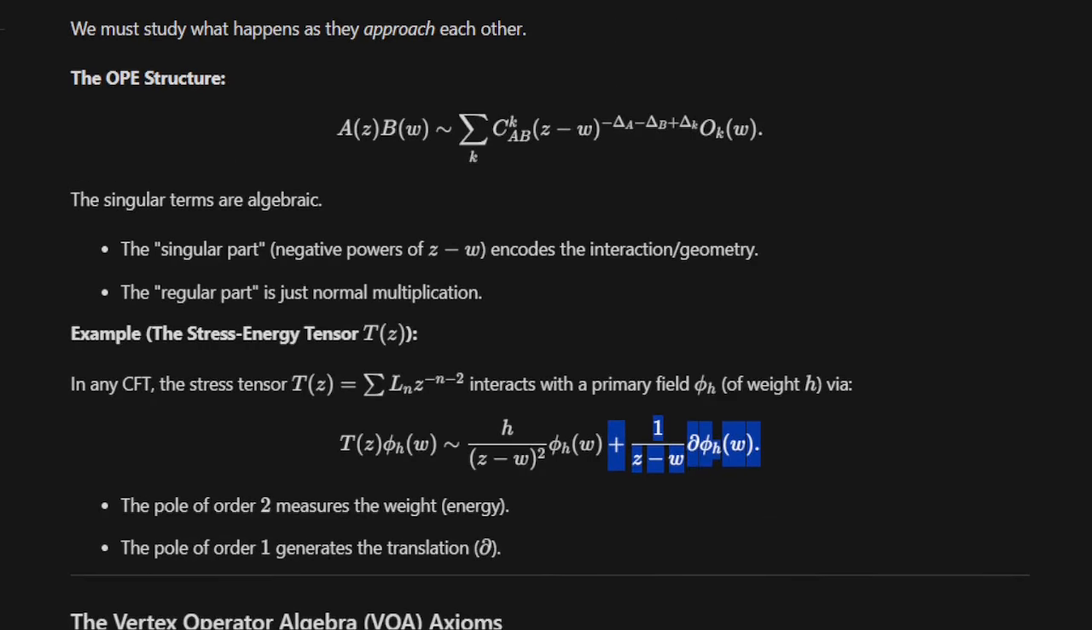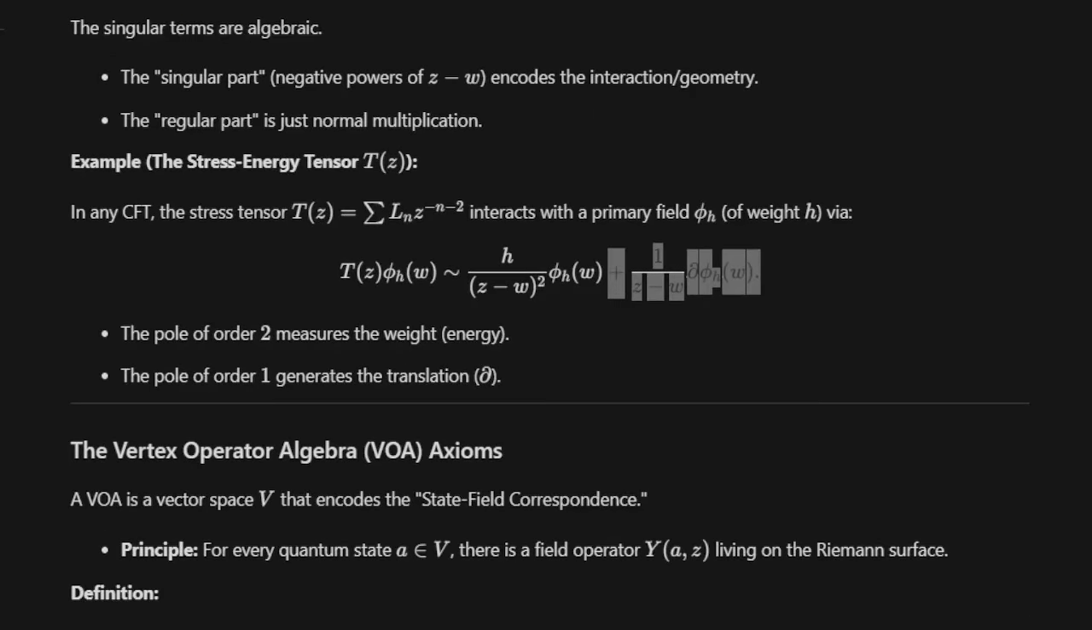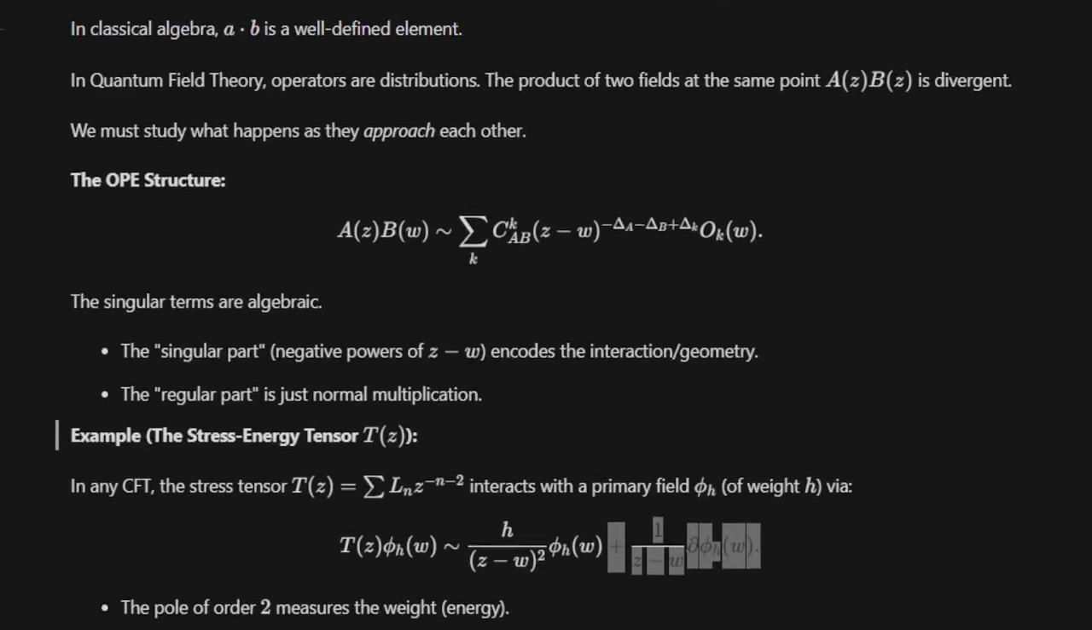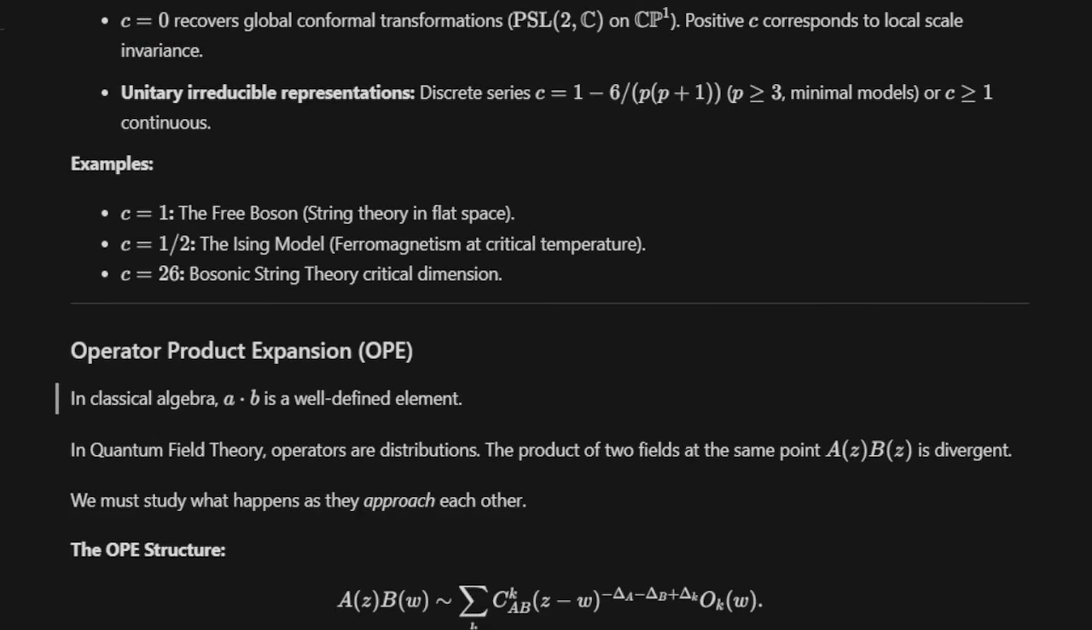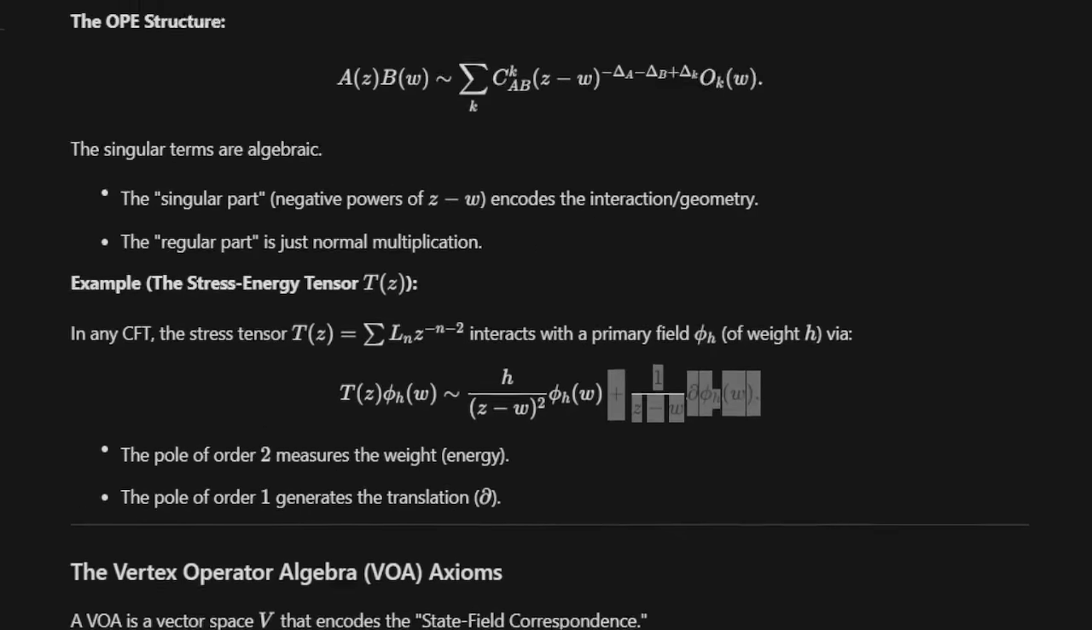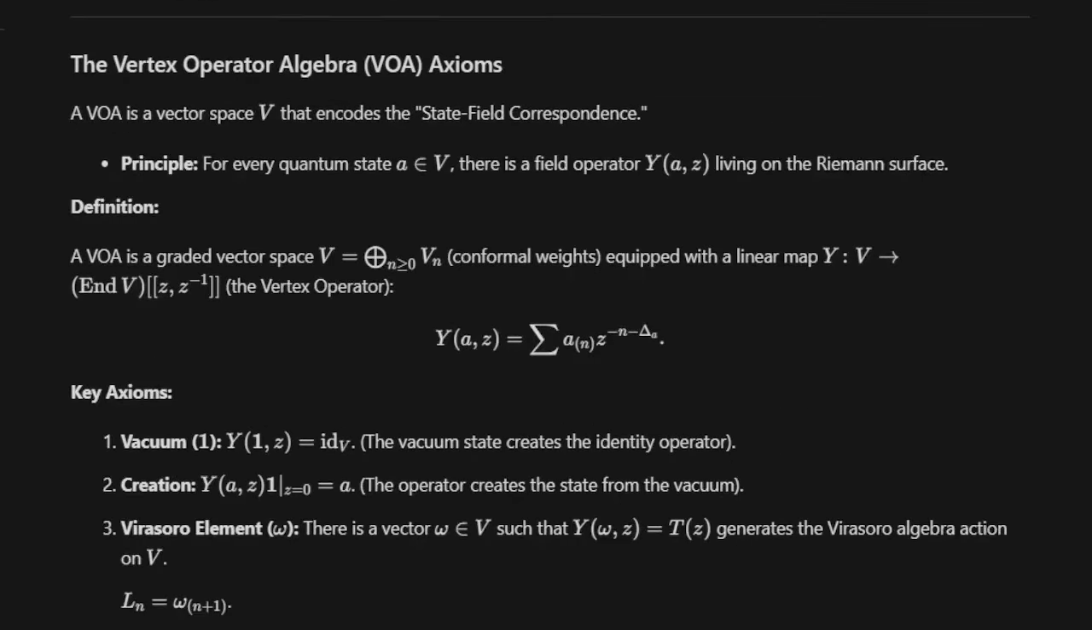All right? And what this allows us to do then is define rigorously our mathematical way to expand operator products in distributions. Next, what we'll have is the vertex operator algebra axioms. So a vertex operator algebra is a vector space that encodes the state-field correspondence.